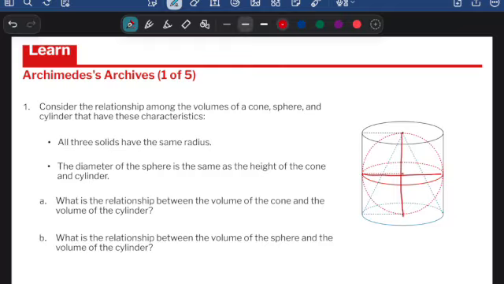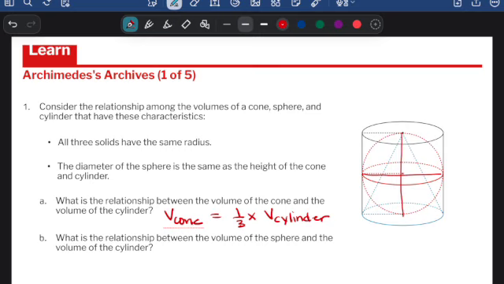What is the relationship between the volume of the cone and the volume of the cylinder? Well, in the video we saw that the cone took up 1/3 the volume of the cylinder. So we could say the volume of the cone was equal to 1/3 times the volume of the cylinder. And we learned this in lesson 19 also with the videos that showed displacing the water with the cone.